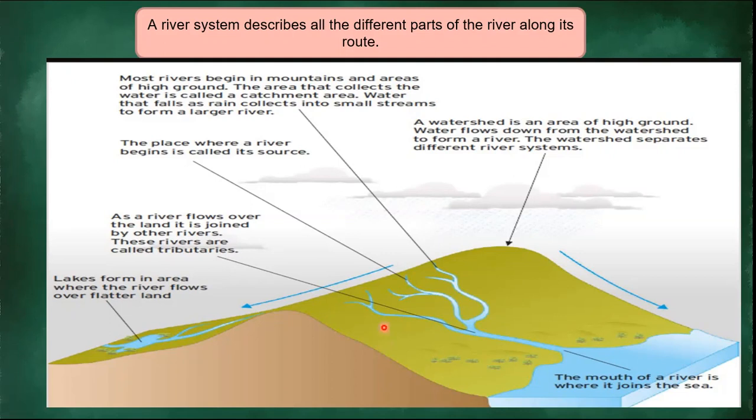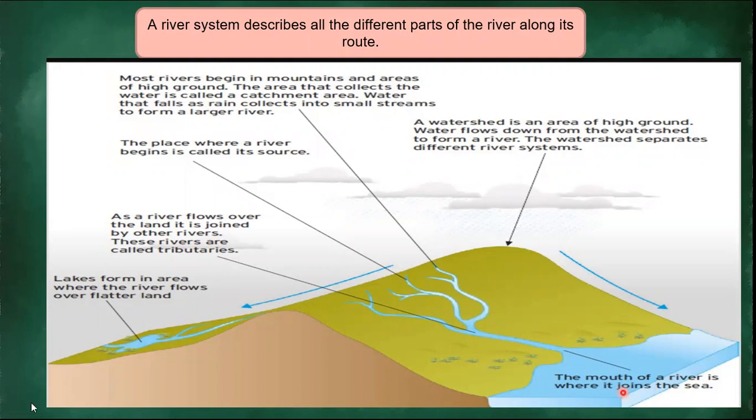The mouth of a river is where it joins the sea. Yes, this here, you see where I'm pointing the red thing? It is the mouth of the river. Now, all these rivers, since these rivers have joined together, which we call tributaries, they are moving to the sea. So all the rivers here in South Africa end up in the sea, okay? So they all join the sea.